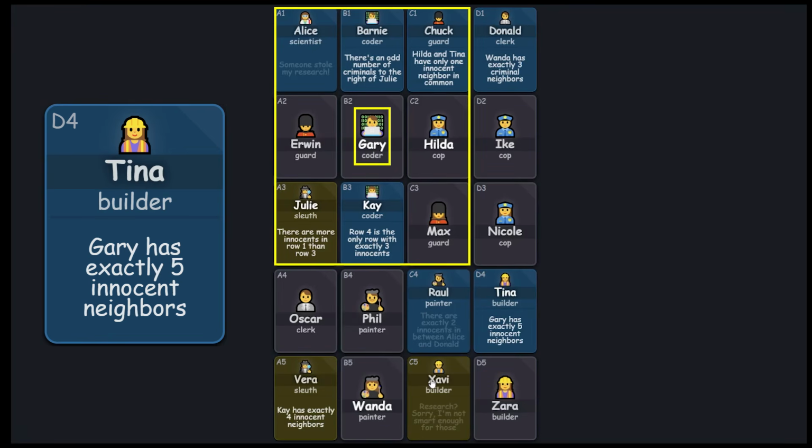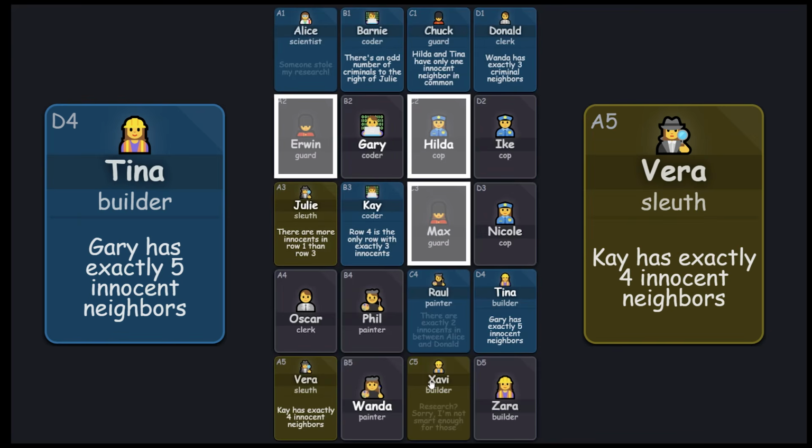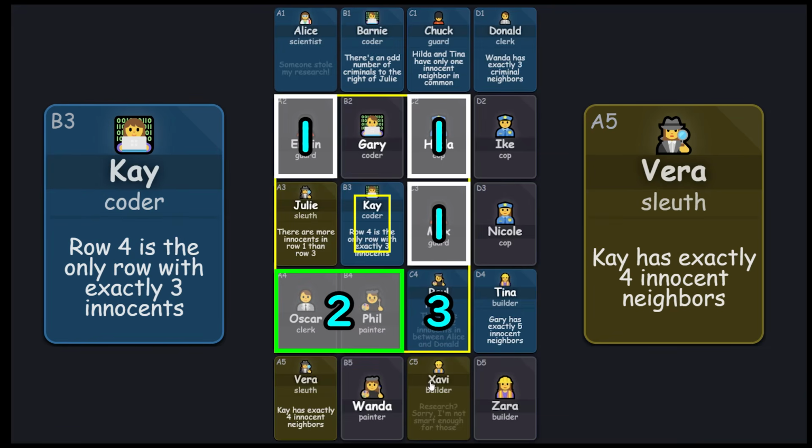Gary has 5 innocent neighbors, so one of these 3 must be innocent. Now, if you look at Vera's clue, K has 4 innocent neighbors. 1 is revealed, and 2 of them are here. Mark Gary as innocent.